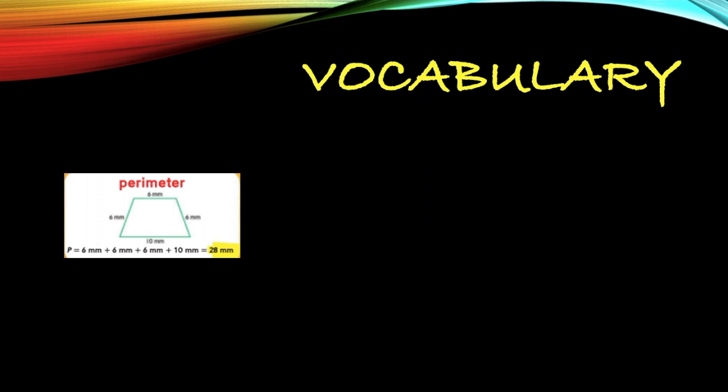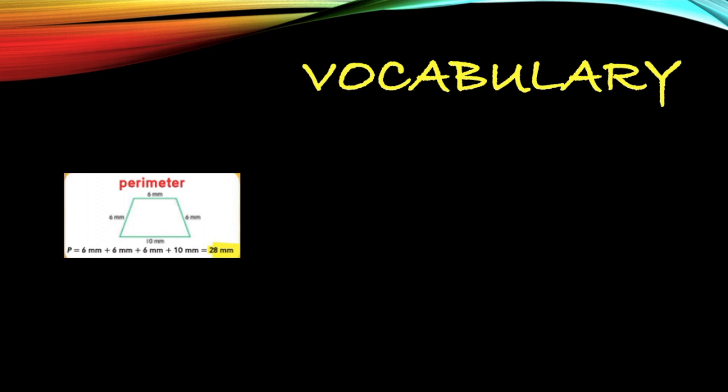You can see there's a shape and it has sixes on three of the sides and tens on the other. And then there's two little M's next to it, which are for millimeters. That's the units. So we'll see shapes in this chapter and on worksheets that we do.